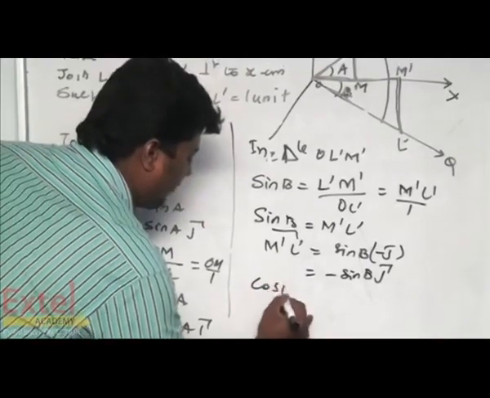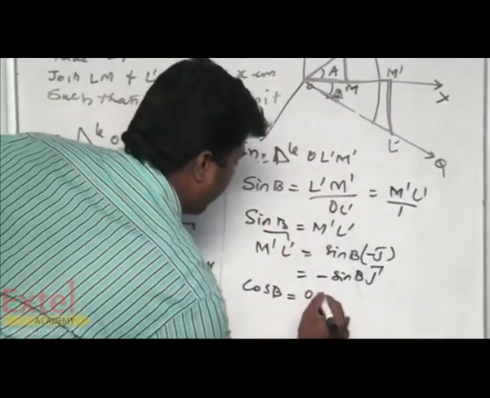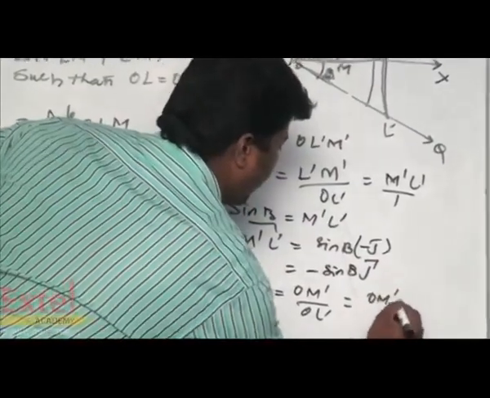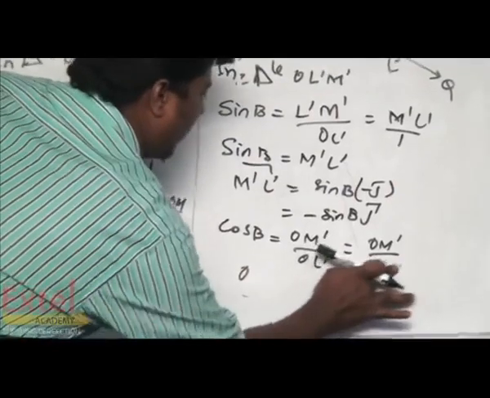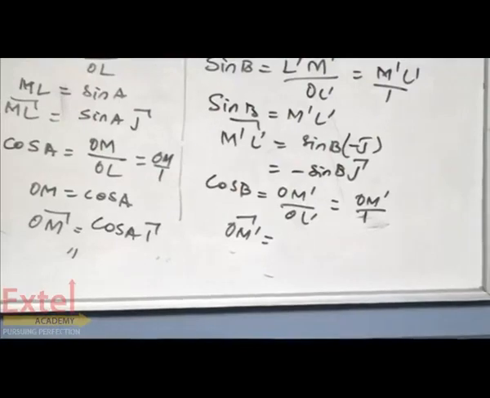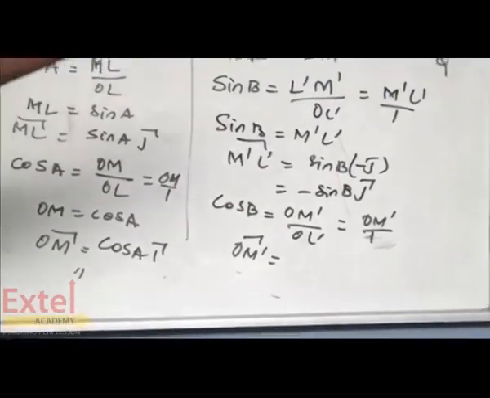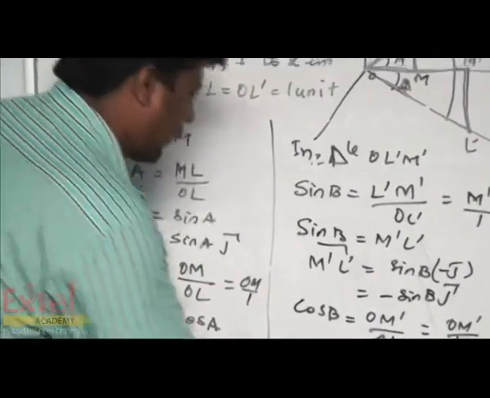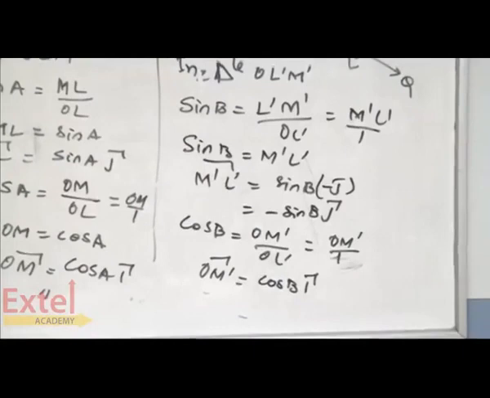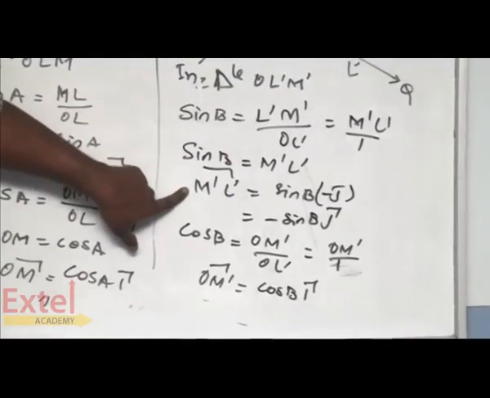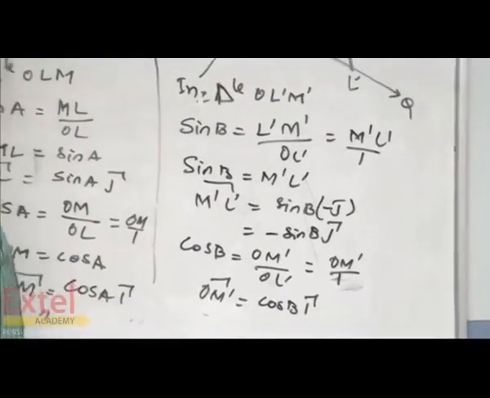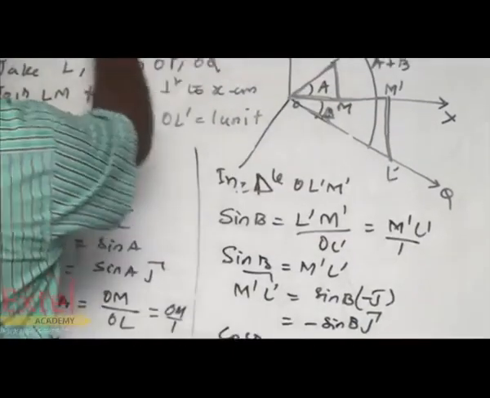And next, cos B is the adjacent side, that is the OM dash vector, divided by OL dash, which is 1. To find the OM dash vector, its direction is along the x axis, therefore the unit vector is i. Therefore OM dash is equal to cos B i vector. So the M dash L dash vector is equal to minus sine B j vector. Now let us find out what OL and OL dash are.